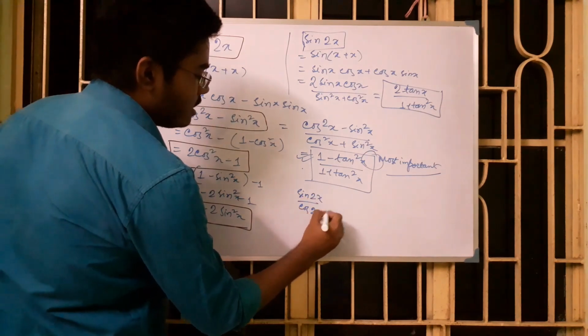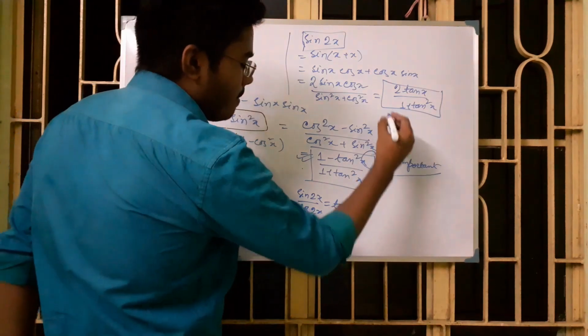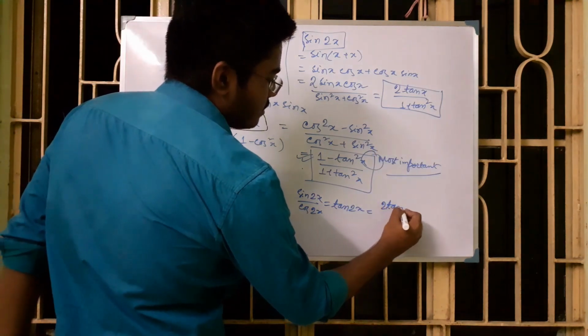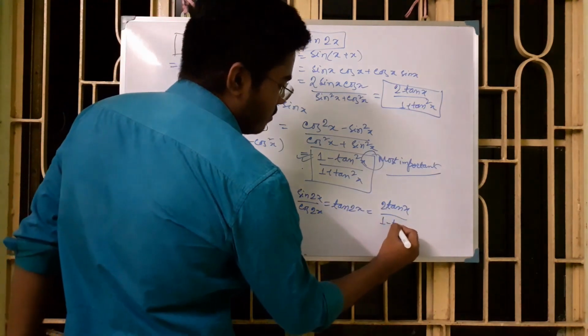So what will be tan 2x? Sin 2x by cos 2x. So tan 2x equal to 2 tan x by, these two will be cancelled out and this will be 1 minus tan square x.